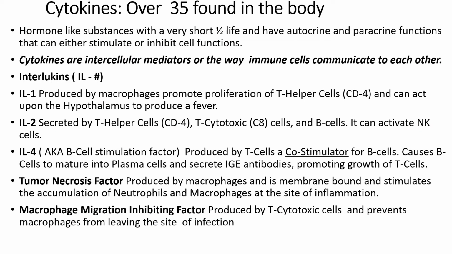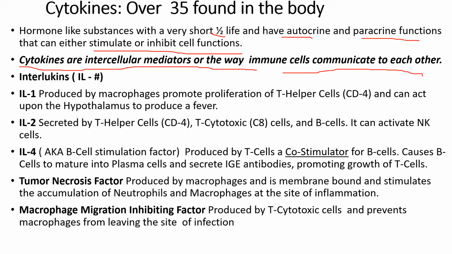Let's look at this. So let's talk about cytokines first. We have to get through some of these topics a little more. So we've talked about cytokines before. They're hormone-like substances that have a very short half-life. They have autocrine and paracrine-like function. They can either stimulate or inhibit cell function. Cytokines are intercellular mediators, or the way immune cells communicate with each other.